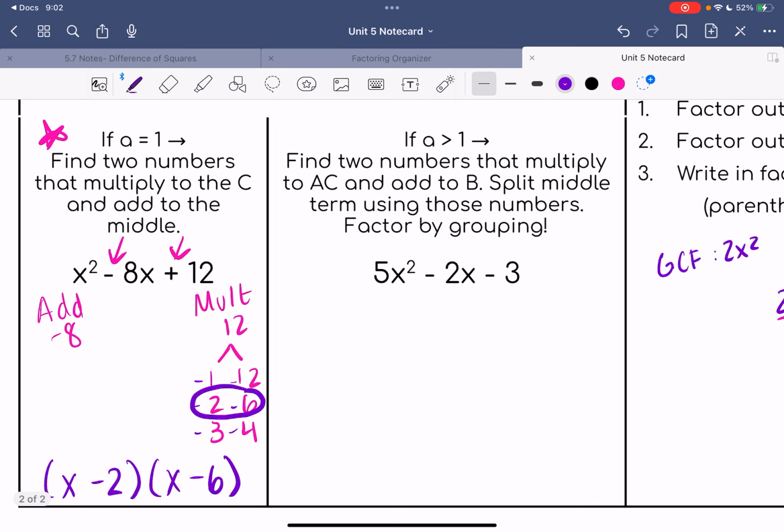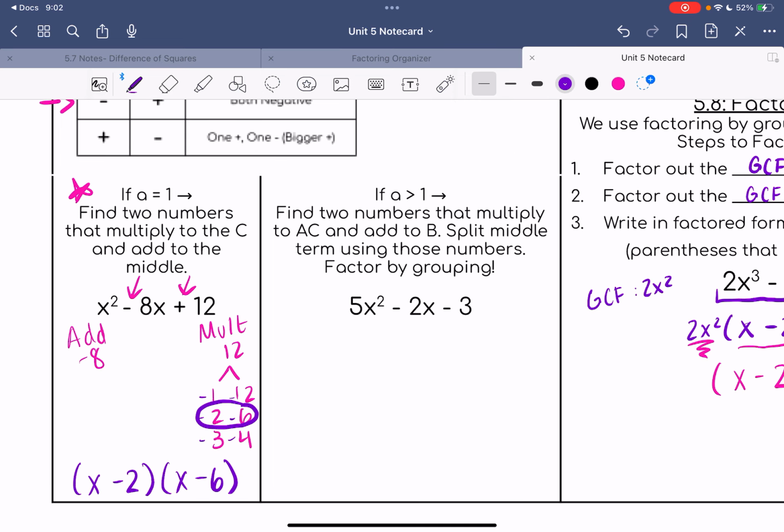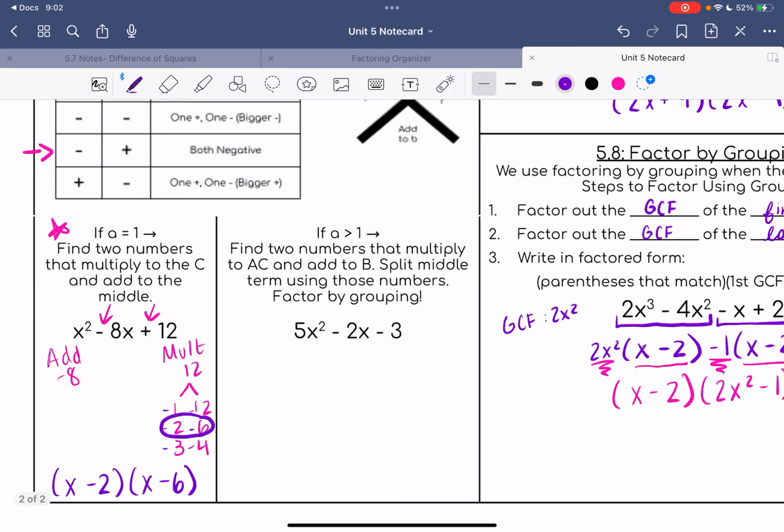Okay, now moving on to our 5.9 problem. I'm sorry, I forgot I put both of these on here. So for 5.9, we need to find two numbers that multiply to AC and add to B. Then we split up the middle term using those numbers, and we factor by grouping, just like we just did in 5.8.